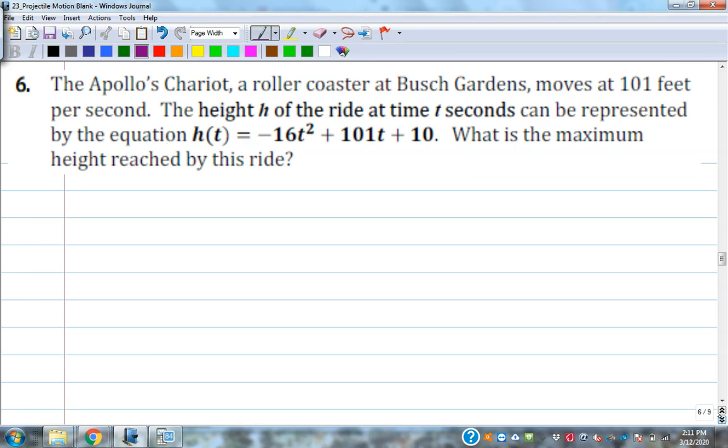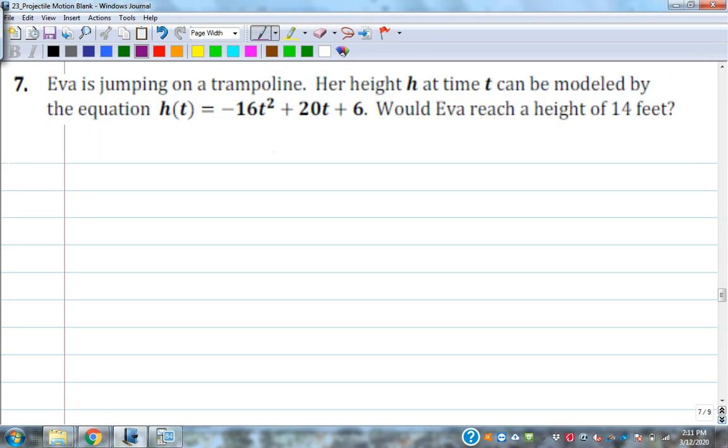We're not going to do number 6. We're going to talk about it. They give us an equation, and the question they ask is, what's the maximum height reached by this ride? What are we finding? Vertex. That's all we have to do. You take negative b over 2a, plug that back in, and you get the maximum height. Okay? I know how to do that.